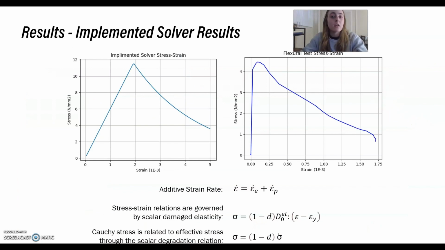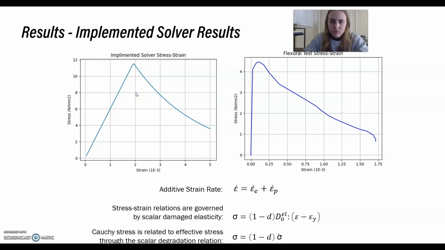So here's the implemented solver results. The implemented solver is a little bit more simplified. It's developed in Python, the Jupyter Notebook, and you can see that the modulus of elasticity is a little different. There's this tiny bit of plasticity that develops, but it's mainly focused on the damage accumulation where the slope changes.